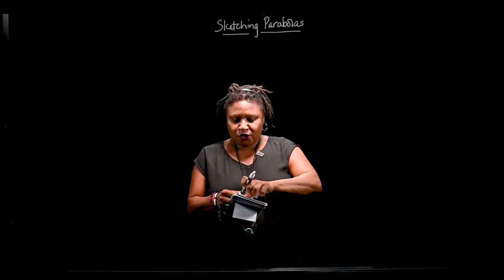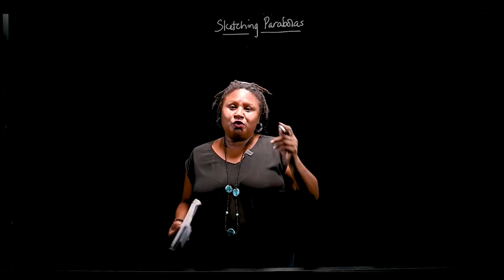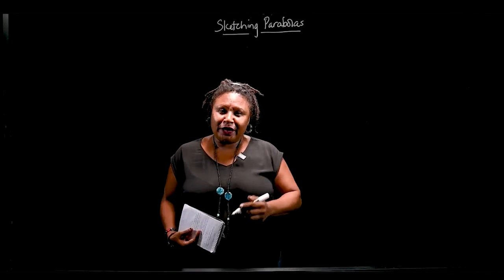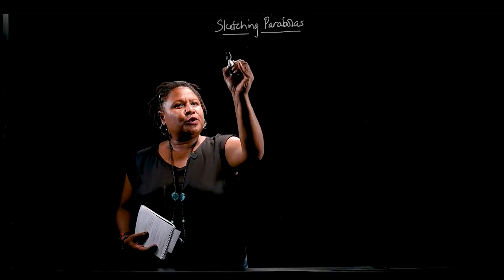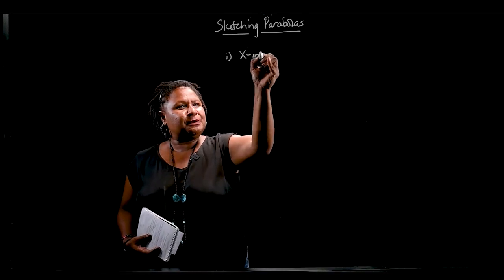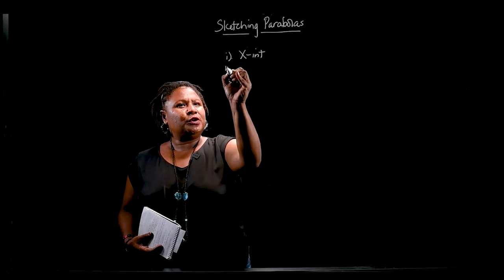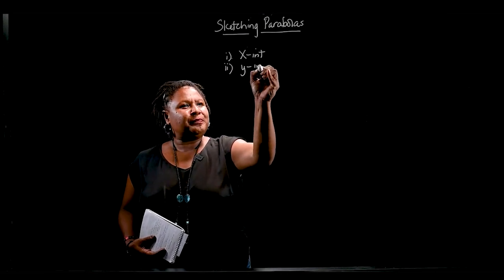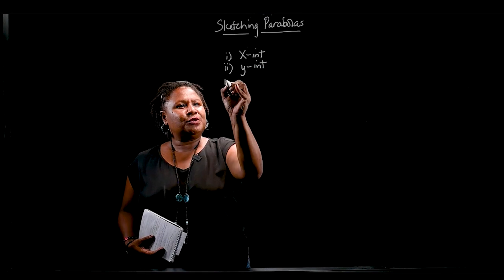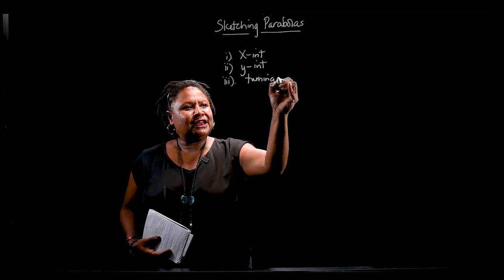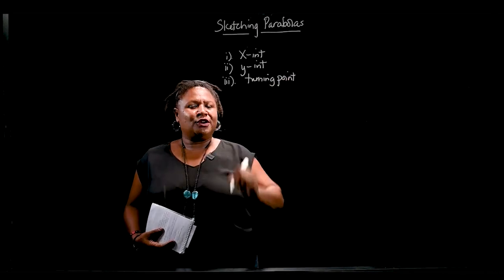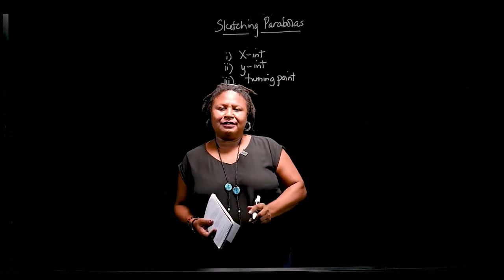To draw the parabola, there are three main points that we need to find before we actually sketch it on a Cartesian plane. Those points are: one, we will need the x-intercepts; we will need the y-intercept; and we will also need to find the turning point in order to draw the parabola.